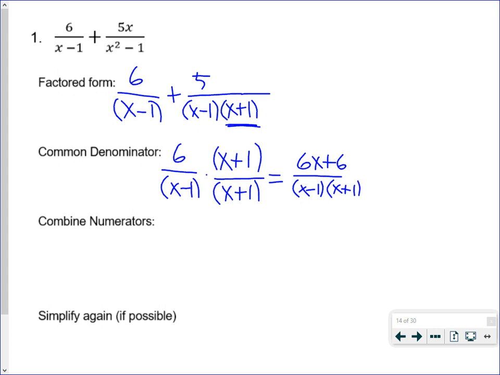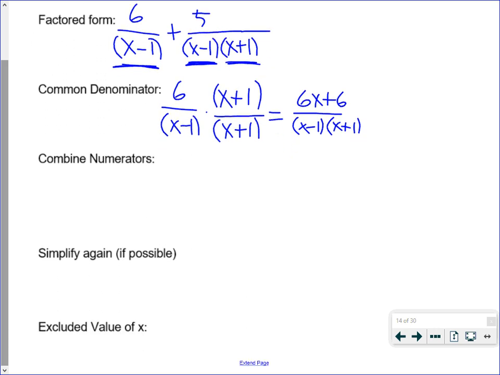Now we look at the other expression, 5x all over x minus 1 times x plus 1, and compare it with the first expression. We can see that it has every factor that the 6 over x minus 1 has. The only factor in the denominator of 6 over x minus 1 is x minus 1, and we already have it in the second expression, so we don't need to add anything to it. We just leave it alone.